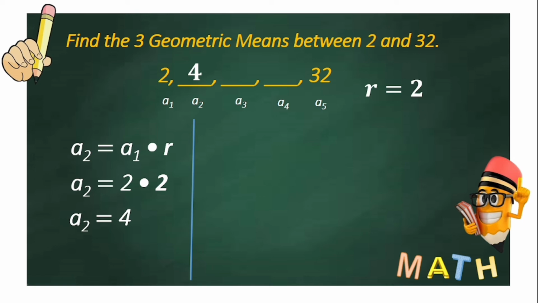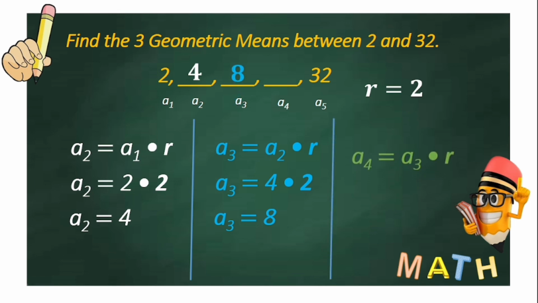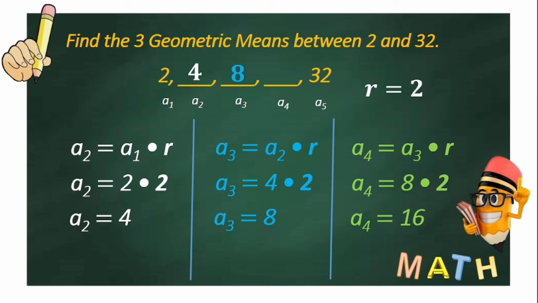Now, let us identify the value of a sub 3. Just like what I've said, we only have to multiply the previous term to our common ratio. And that is a sub 3 is equal to 4 times 2. So our a sub 3 is equal to 8. Now, let us find a sub 4. A sub 4 is equal to a sub 3 times the common ratio. And we can write it as a sub 4 is equal to 8 times 2. And the value of a sub 4 is 16.